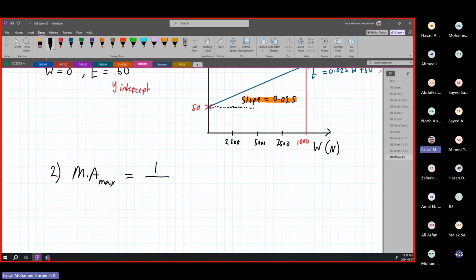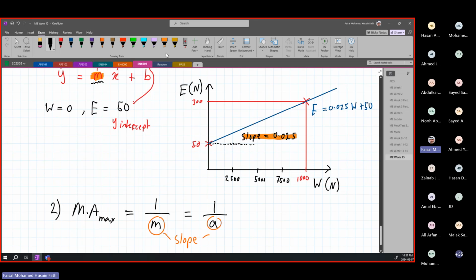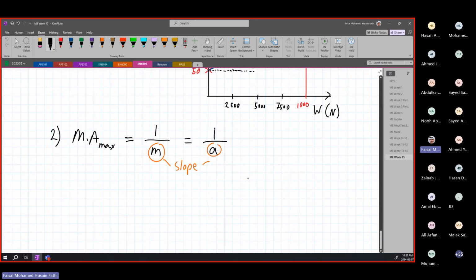It is 1 over M, which is basically, in our case, 1 over A, where this is the value of your slope. Whatever the slope that we got over here, this value of slope is your M or your A. And that's how you can find your MA max. So MA max for any system is going to be 1 over the slope, and our slope is 0.025. Therefore, our MA max is equal to 1 divided by 0.025, which is 40.